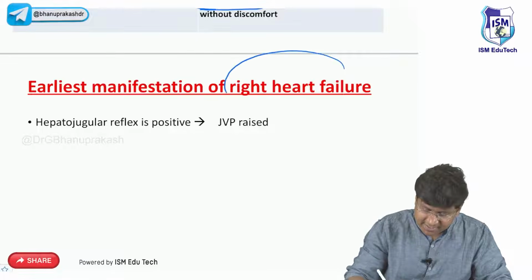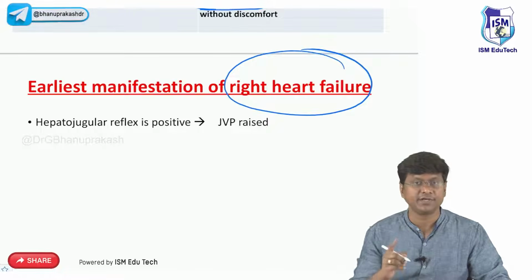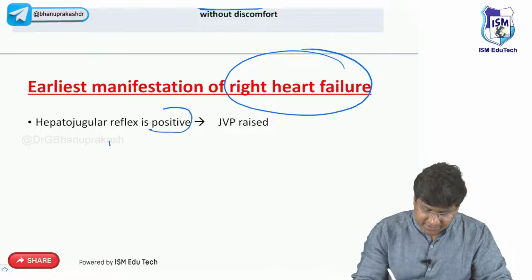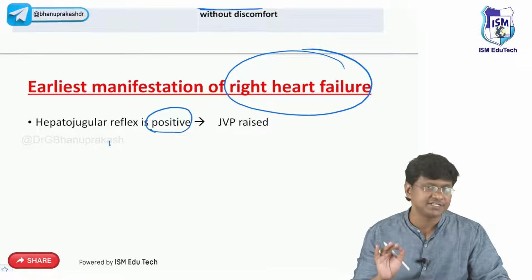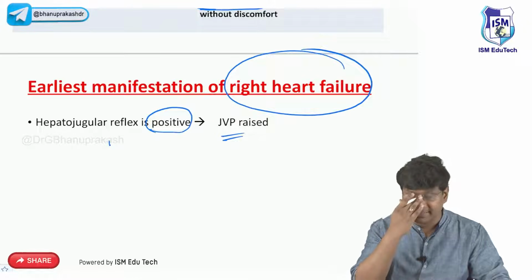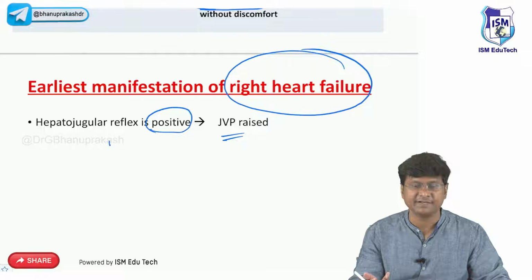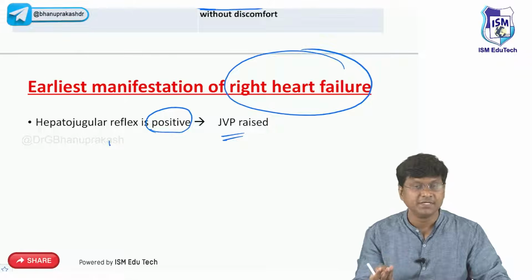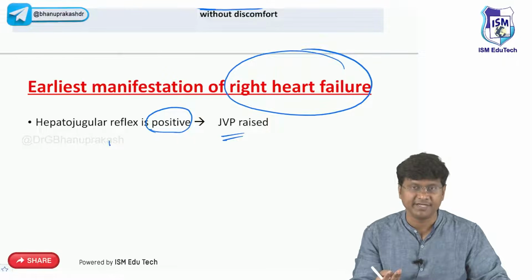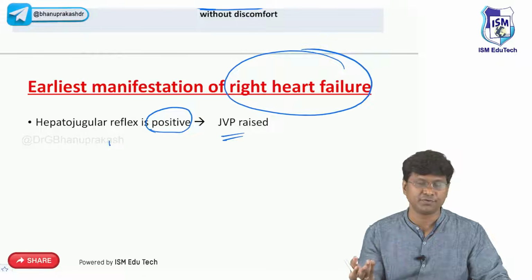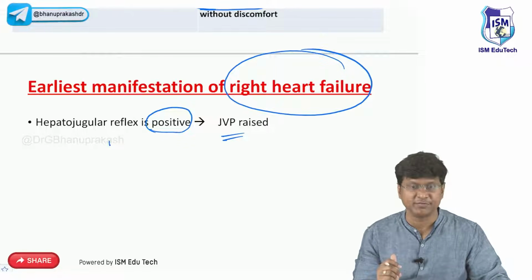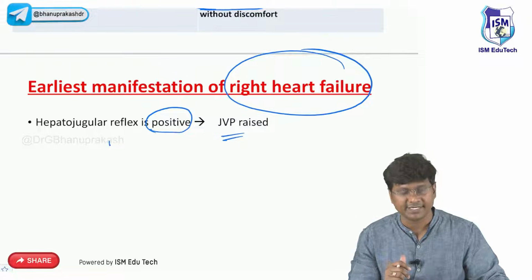Then what is the earliest manifestation of right heart failure? Remember, the hepatojugular reflex will be positive. That is the earliest manifestation. Followed by that, the JVP will be raised, and other manifestations of right heart failure will be tender hepatomegaly and pedal edema. Subsequently, they can also develop portal hypertension, ascites, and then splenomegaly. These are the features of right heart failure.